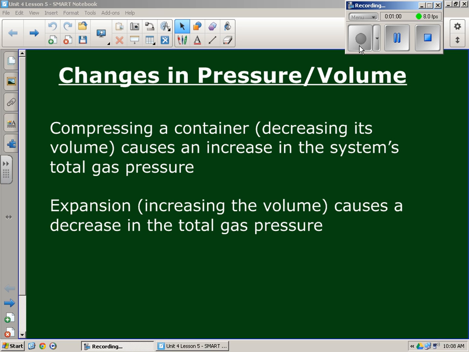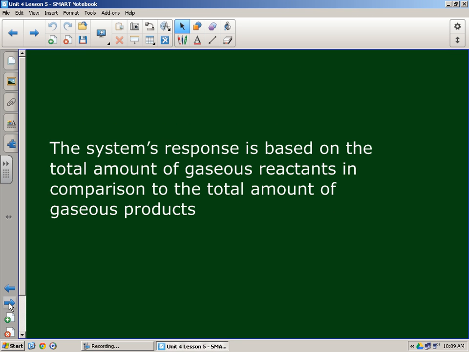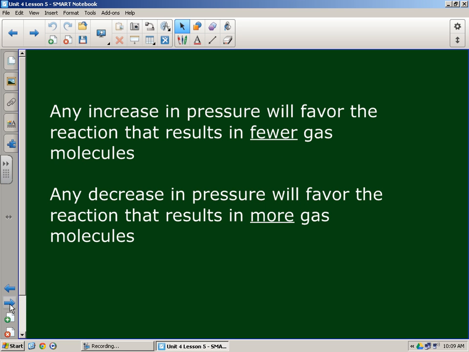Compressing a container decreases the volume, causes an increase in the system's total gas pressure. The expansion, increasing the volume, causes a decrease in the total gas pressure. So that's part of it. The other part is this. The system's response is based on the total amount, or the total moles, of gaseous reactants compared to the gaseous products. So we're talking about the amount of gas reactants versus the amount of gas products. That's also going to factor into this. So not only the volume change, but also that.